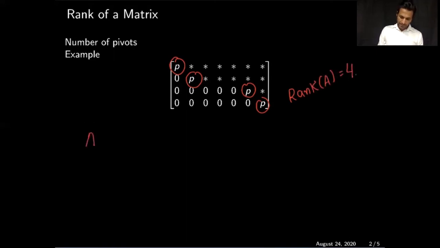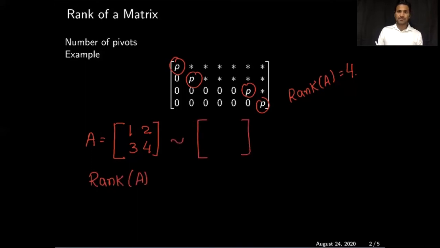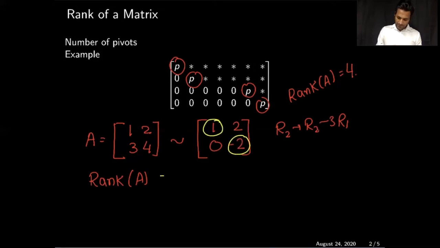If a matrix A is [1, 2; 3, 4], to calculate the rank of this matrix, first we will reduce it into upper triangular form by using Gaussian elimination. It will be 1, 2. In Gaussian elimination, to eliminate 3, we will operate R2 minus 3 times R1, which gives me 0 here and -2 here. So now how many pivots do we have in this matrix? We have 2 pivots, 1 and -2. So the rank of this matrix is 2.